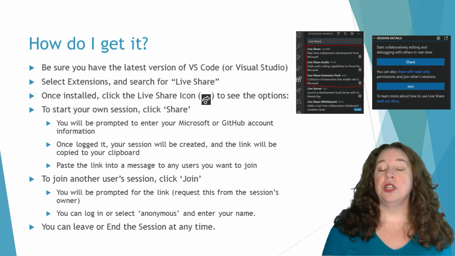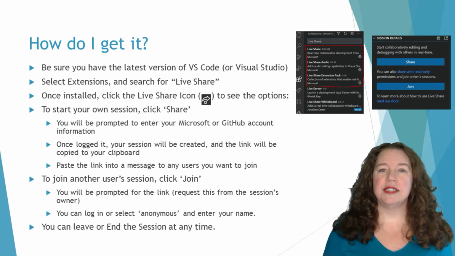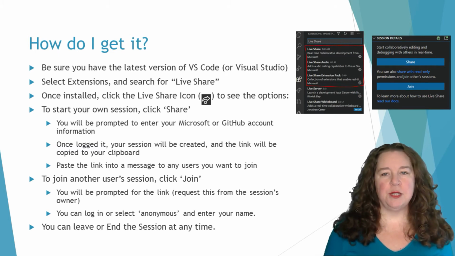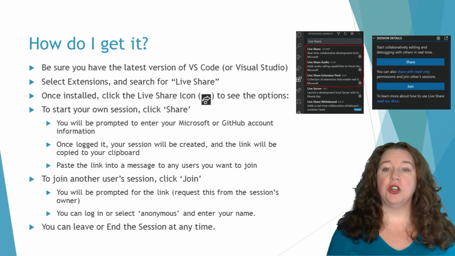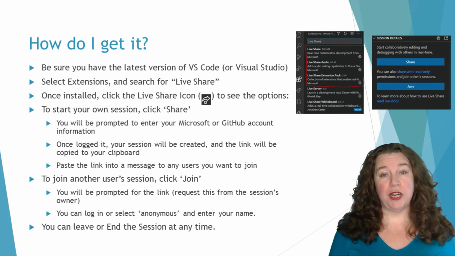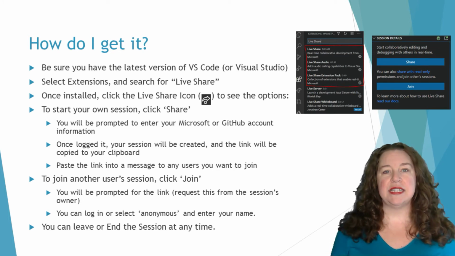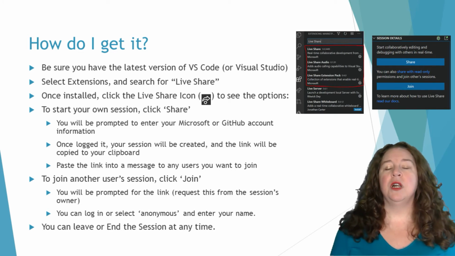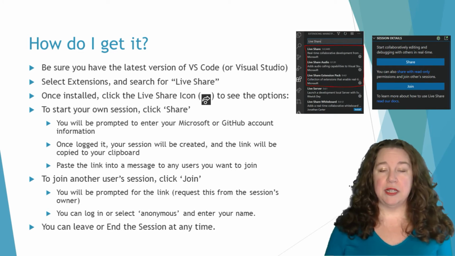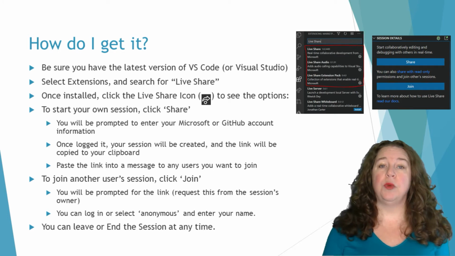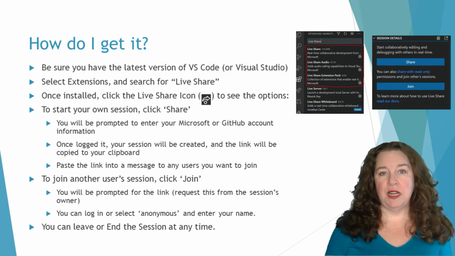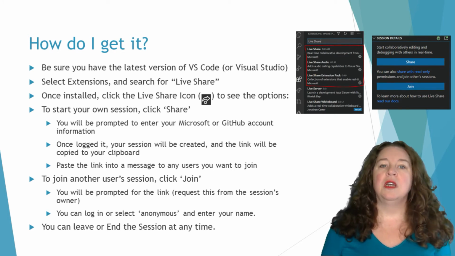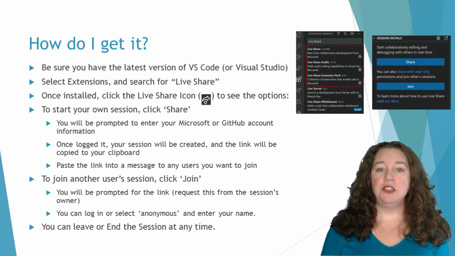Code. You're going to see the Live Share icon, this little arrow with a circle on it. You're going to click that little icon to see your options. At the beginning, you're going to see two options. One is to share, and one is to join an existing session. If you want to create your own session, so me as the instructor may want to open a session with my students to show them something I have on my local computer, I can start my own session by clicking share.